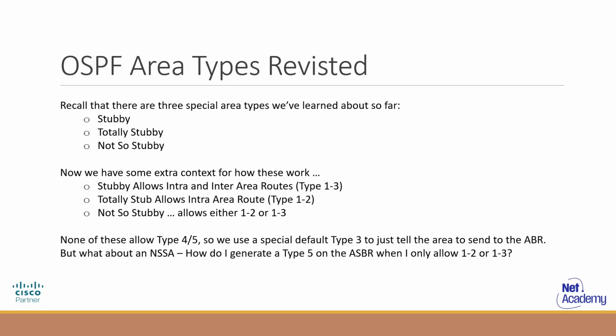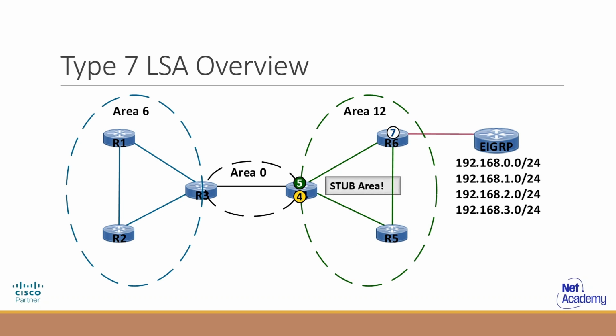And then on the NSSA, that's kind of a weird one, right? So if I am a stub area or total stub area and I redistribute, I'm going to generate type 5s, but by definition, type 5s are not allowed in. How do I get around that? You get around that with something called a type 7.